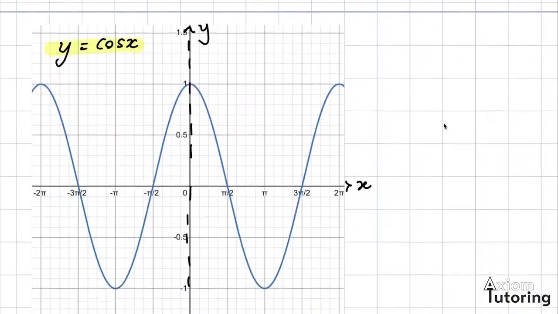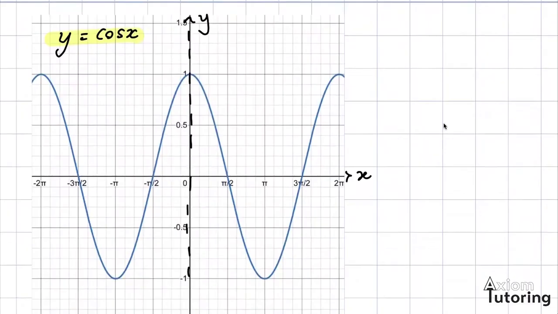Next, let's have a look at y equals cos of x. Just like sine, cosine has a maximum value of 1 and a minimum value of minus 1. So the range is exactly the same. We can make a note of that. The range for our cosine graph is also values of y between 1 and minus 1.